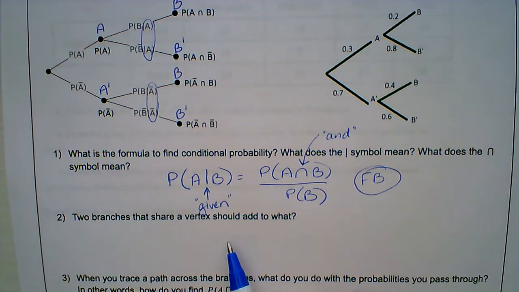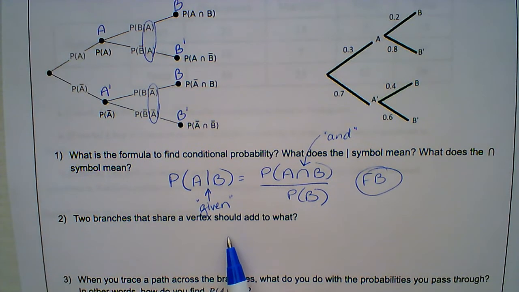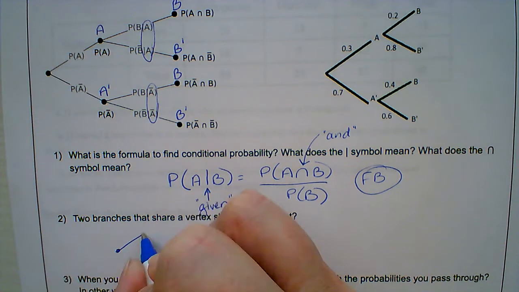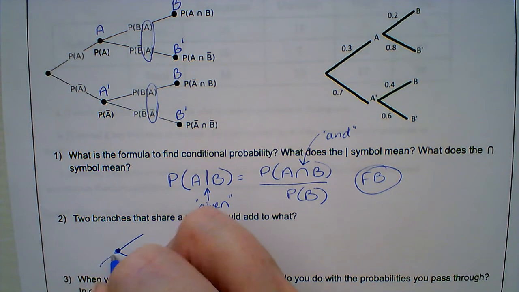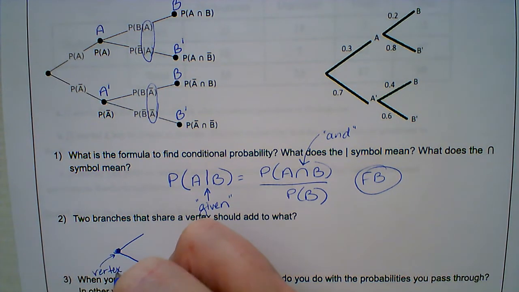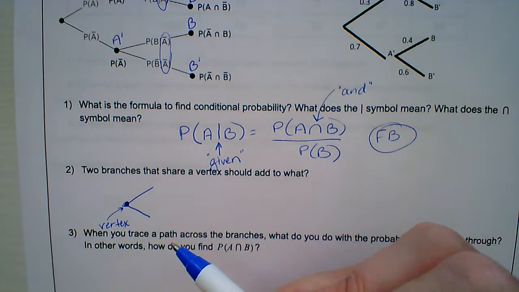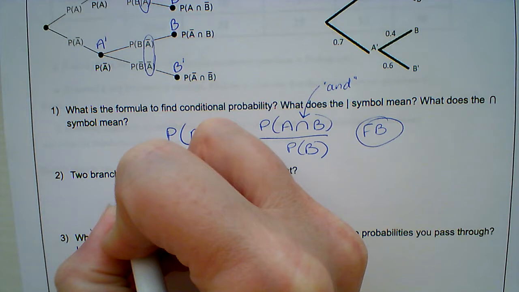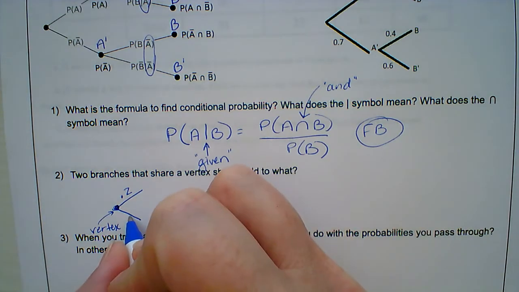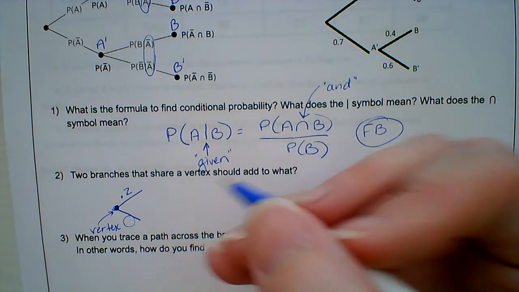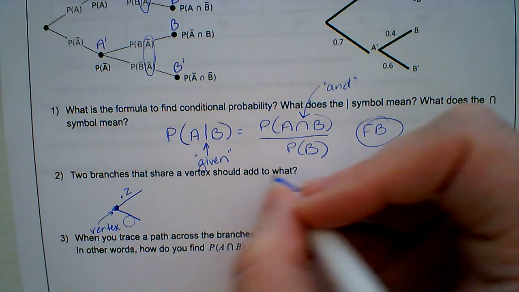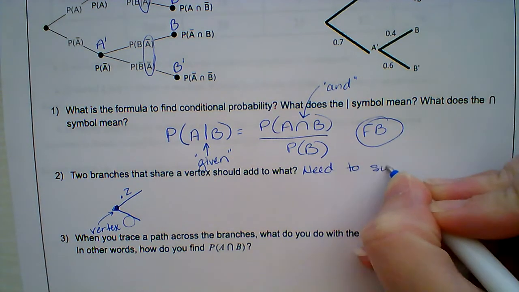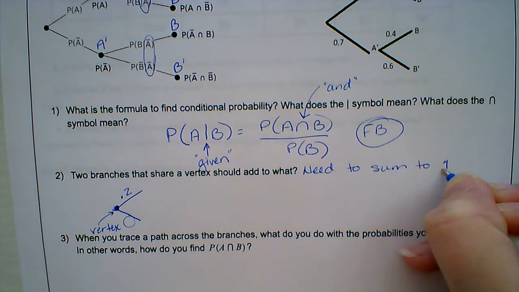Now, something else we need to know: when two branches share a vertex, what should they add up to? If I have two branches that share a vertex, this little dot here, I need these probabilities to add up to what? Like if I have 0.2, what is this other probability going to be? All the probabilities need to sum, or add, to 1.